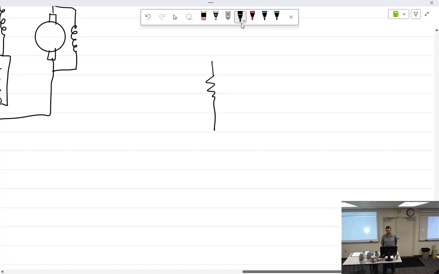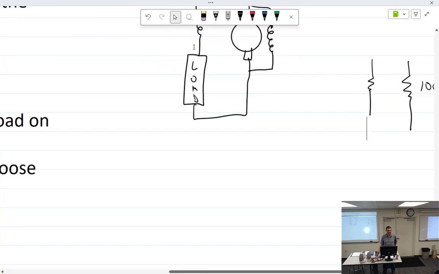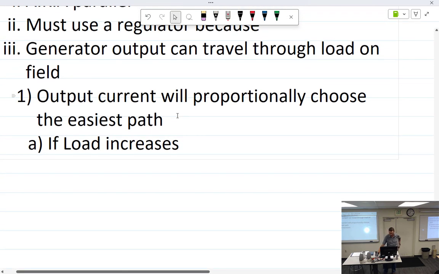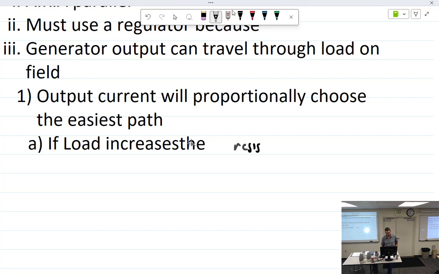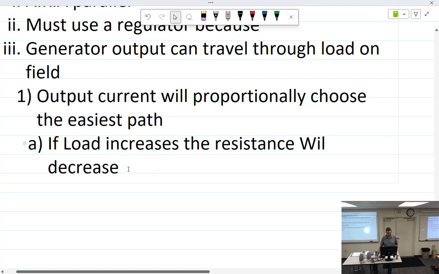Say it's a 100 ohm load, and I add another 100 ohm load, and then another 100 ohm load. I keep doing that. We'll make that one 600 now because it looks more like a 600. Every time I do this, am I adding more resistance or decreasing it? Decreasing it every time I add another load, because that's the way it works in parallel. So if the load increases, the resistance will what? Decrease. If the load increases, the resistance will decrease. Well, if the resistance decreases, where is the current going to want to go?